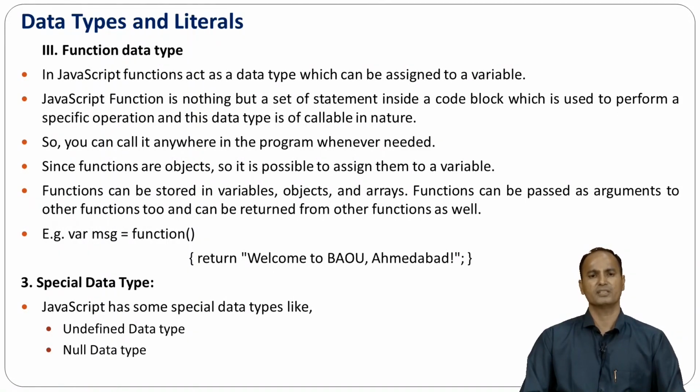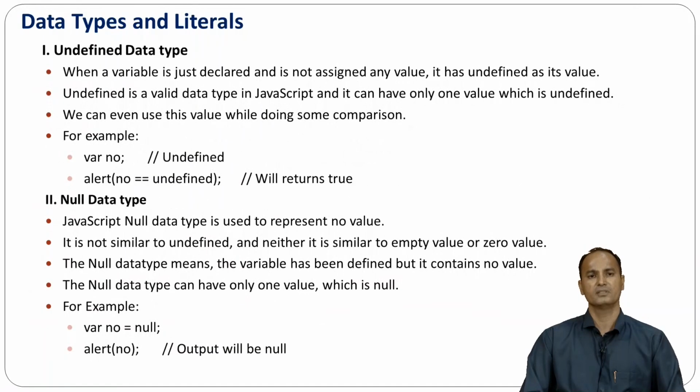Then certain special data types are there, like the undefined data type and the null data type. An undefined data type is a variable that is just declared and not assigned any value. It has undefined as its value. Undefined is a valid data type in JavaScript, and it can have only one value, which is undefined. For example, if we declare a variable number and do not assign any value, then it is known as an undefined data type. Null data types.